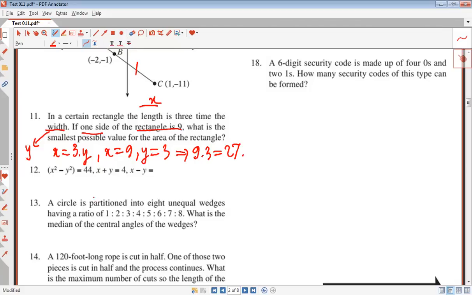Question number 12. We have this one can factor. We factor this x subtract y times x add y equal 44. Hence we have x subtract y equal to 44 divided by 4. It is 11. The final result is 11.